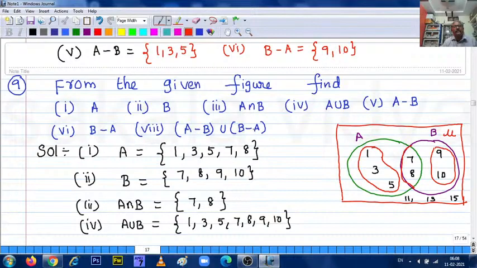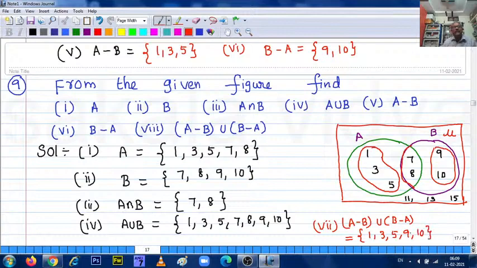Next, the seventh one. The seventh one equals A minus B union B minus A. A minus B union B minus A means 1, 3, 5 union 9, 10. All the elements we need to write except 7, 8. So we can write 1, 3, 5, 9, 10.